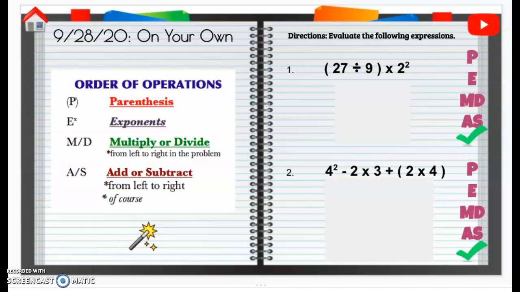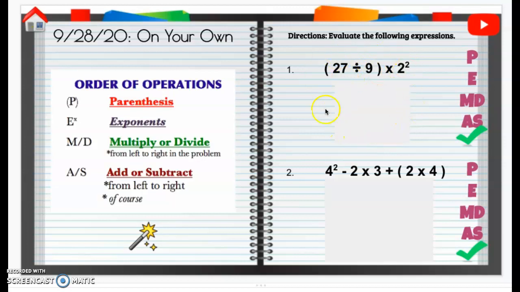September 28th, 2020, on your own. Directions: evaluate the following expressions. So, number one, we have in the quantity of 27 divided by 9 times 2 squared.